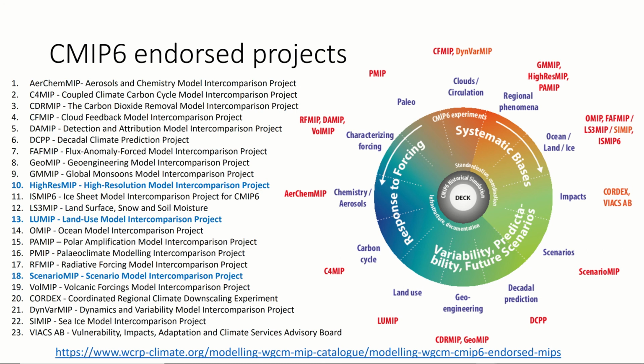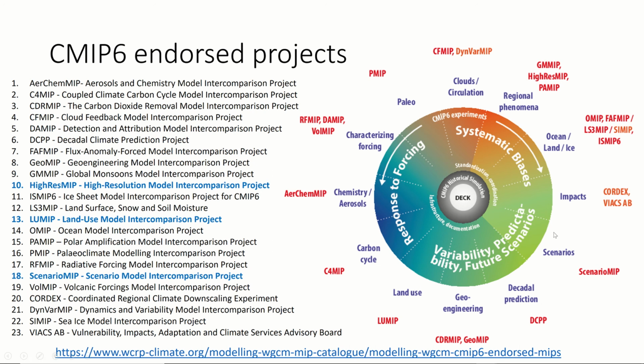So, if you want to read more, I highlighted these three projects here, and you can go to this link and read more about this endorsed project. These endorsed projects are extra. Here you see the CMIP historical simulation. This is just the entry card to CMIP6, where you run this historical simulation from 1850 to 2014 with the standard resolution, not with the high resolution.